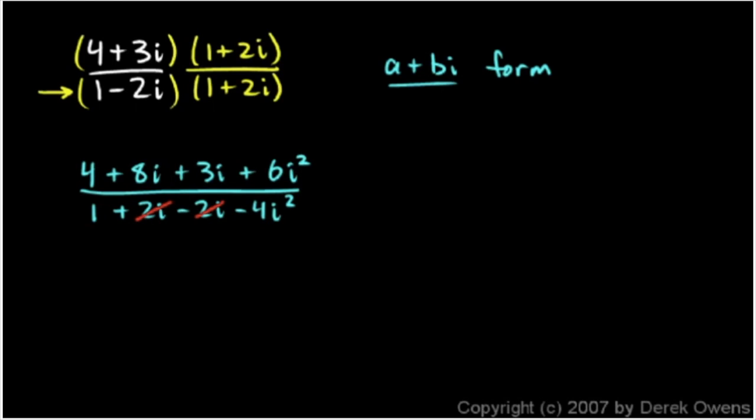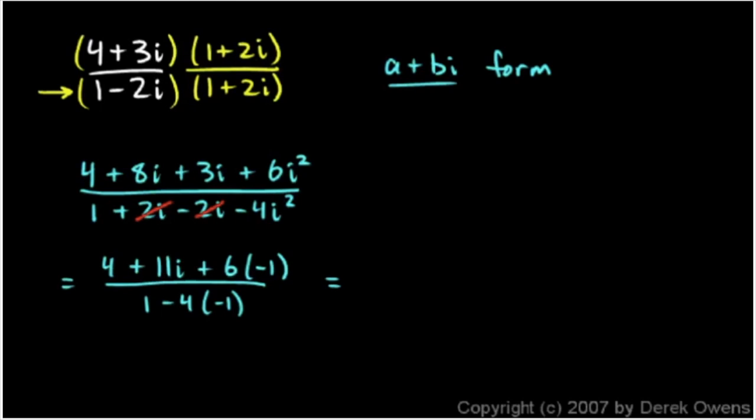So let's simplify this fraction a little bit. This is going to equal 4, and I'm going to combine the 8i and the 3i. So it's 4 plus 11i plus 6 times i squared, and the i squared, remember, is negative 1. And then on the bottom, I just have 1 minus 4 times negative 1, which is just going to be 1 plus 4.